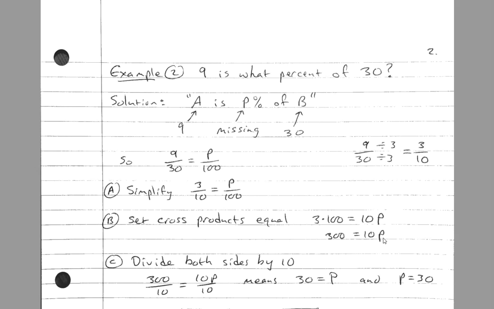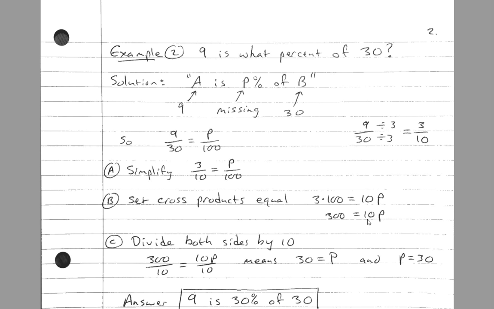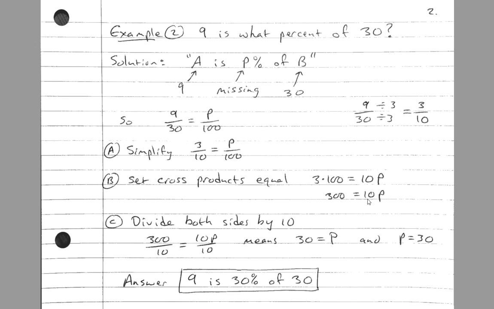So what does p have to be? Well, 10 times what is 300? 10 times 30. A good way to see it is, whatever number is multiplying the p, divide both sides by that number. So p is 30. Here 30 equals p, that's the same as p equals 30.